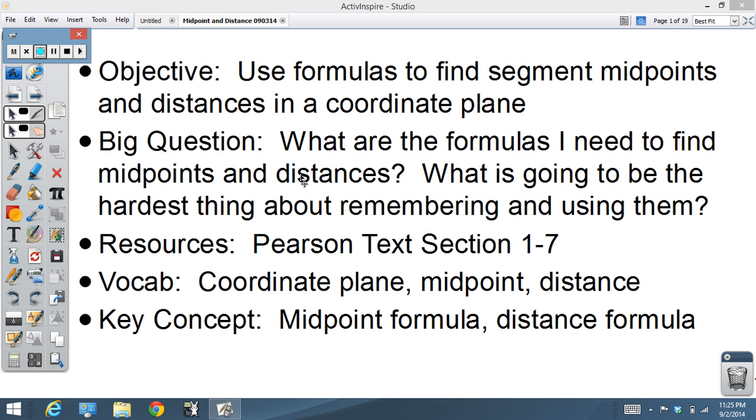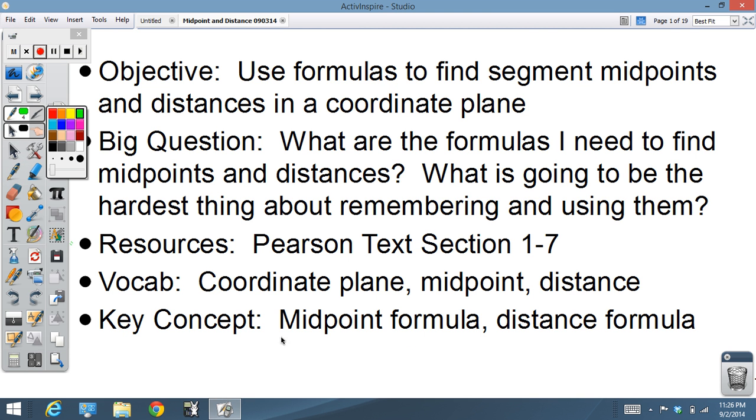We are going to go through using formulas to find segment midpoints and distances in a coordinate plane. We're pulling this out of Pearson Text Section 1.7, and we're going to get into coordinate planes, midpoints, distances, and our key concept will be the two formulas, midpoint and distance formula, that we will get to a little bit later.